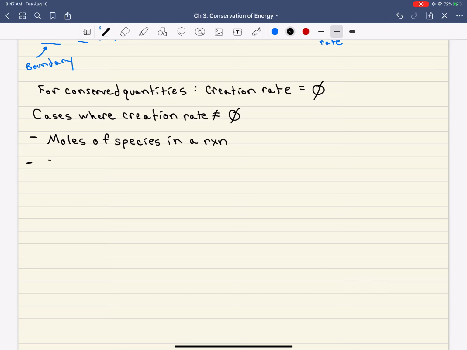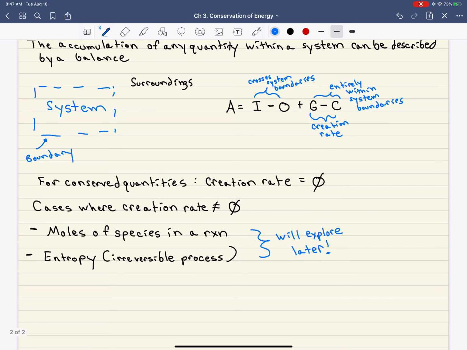Another example is going to be a property which we call entropy. And specifically, whenever we have what we call an irreversible process, entropy is not going to be conserved, it's actually going to be generated. And so for both of these things, we're going to cover them later in the course. So we'll explore later. But in any case, to describe these properties, we could use the same sort of tool that we use for mass and energy, which is our very trusty balance.